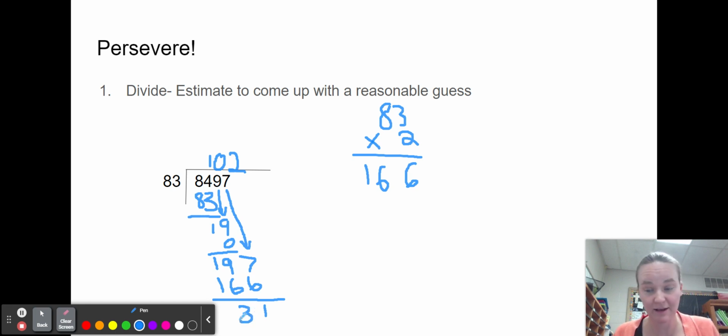Is that okay? Yes, because again, my divisor is 83. I have a big divisor, so I can have a big remainder. If my remainder's ever bigger than my divisor, that just means I can divide by a bigger number. So if this was 91, then instead of dividing by 2, I would try dividing by 3. But it's not. It's good. Fantastic. So we're going to write 102 remainder 31.